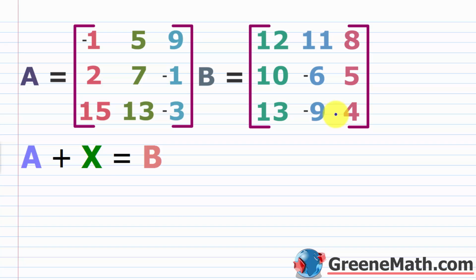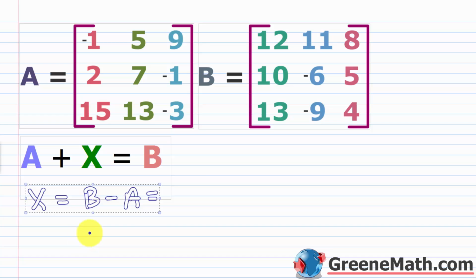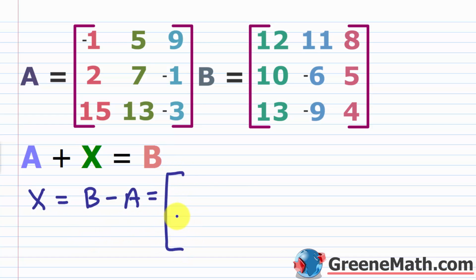So again, I'm just going to solve for X. I'm going to subtract this matrix A away from each side of the equation. And again, we find that X is equal to B minus A. And I don't need to check this time. We'll just crank this out real quick and call it a day. And so what is B minus A?